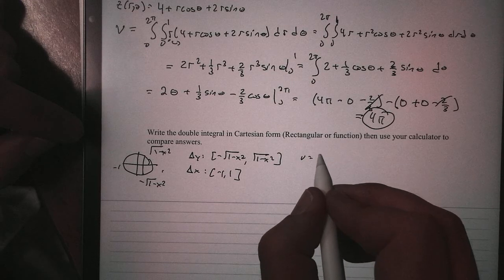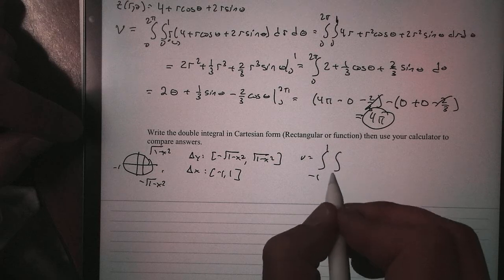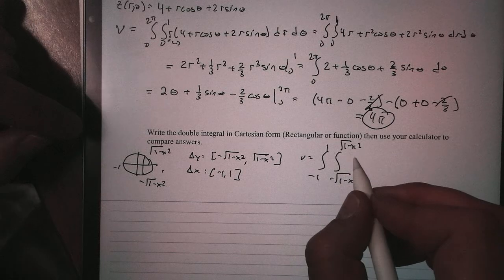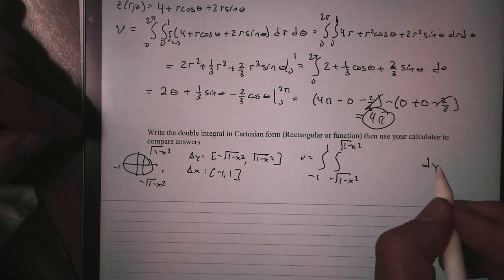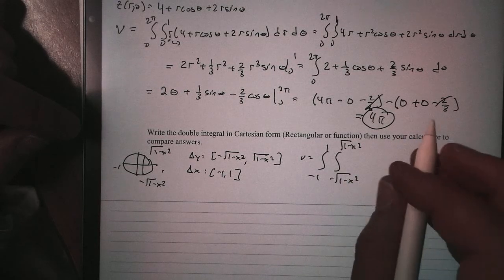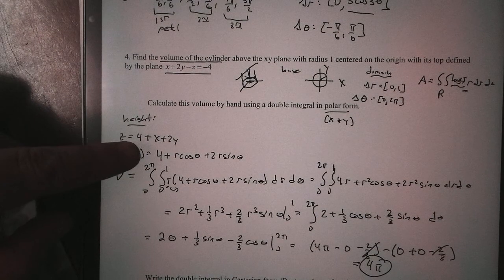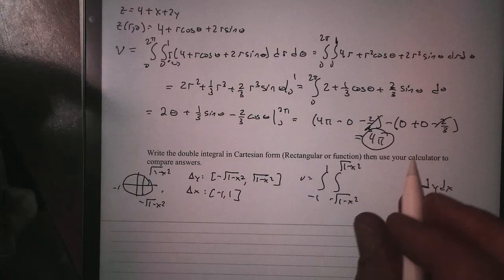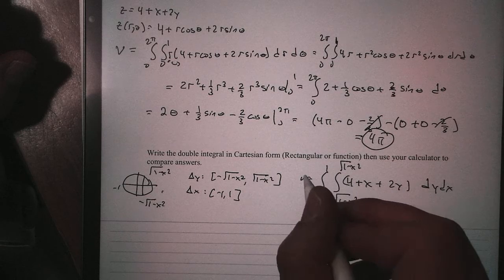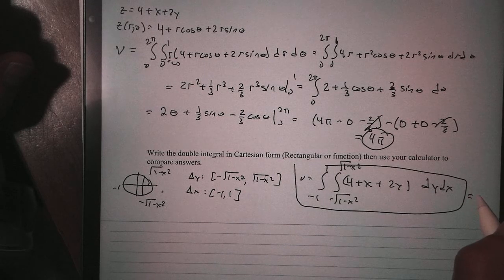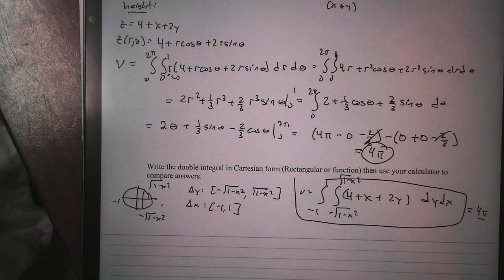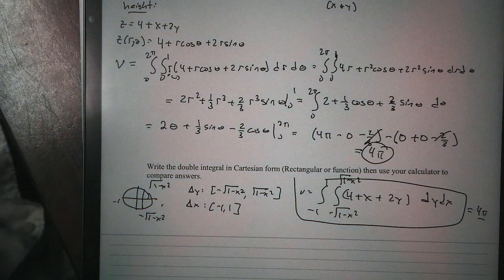So my volume is the integral from negative 1 to 1, negative square root of 1 minus x squared to positive square root of 1 minus x squared, and we put in our height, because this is going to be dy dx. My height is this function right up here, 4 plus x plus 2y. You would integrate that with your calculator, and you will get 4 pi. So polars are sometimes a little bit easier to solve. This way we don't have to worry about all those darn radicals.